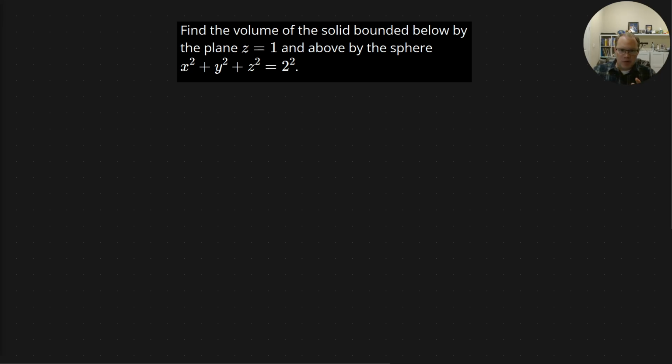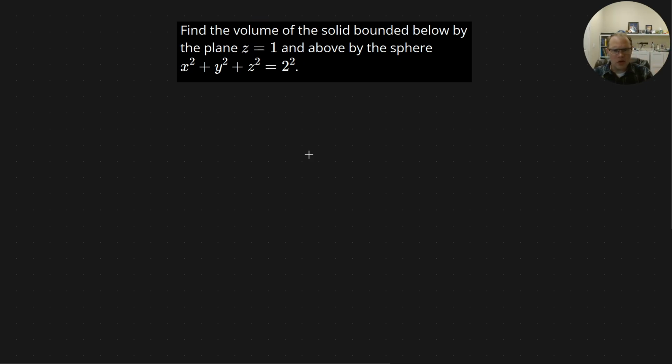For this example, we want to find the volume of the solid bounded below by the plane z equals 1 and above by the sphere x squared plus y squared plus z squared equals 2. So first question, how do we find the volume? Okay, now this is in a section that we're dealing with triple integrals. Usually finding volume is a double integral thing, right? We find the volume underneath a function, but over a certain region in the xy plane, right?